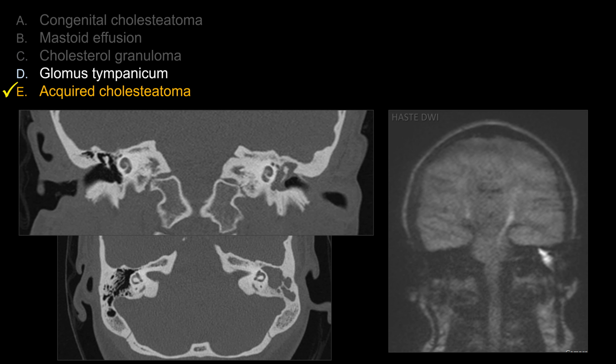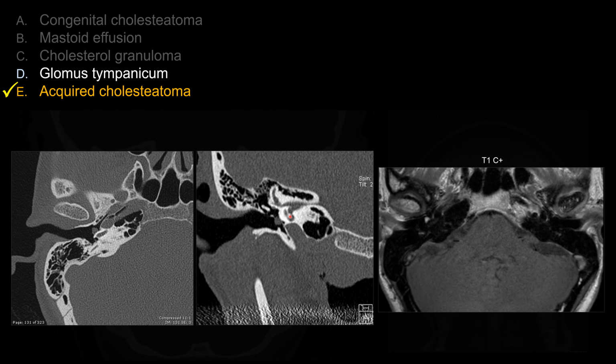Lastly, for glomus tympanicum or paraganglioma. For glomus tympanicum, the classic location also is right at the cochlear promontory. So if you see a lesion that's going along the cochlear promontory, your main differential diagnosis can be glomus tympanicum or congenital cholesteatoma. The difference here is that this is a paraganglioma, so it's a very vascular tumor. Therefore, when you give contrast on MR, you will see avid enhancement. Unlike cholesteatoma, it should not show any central enhancement.